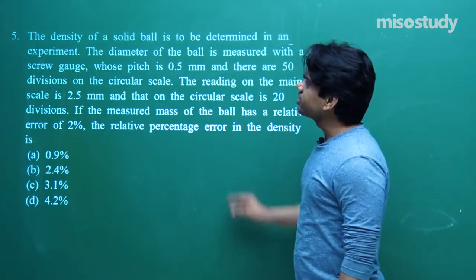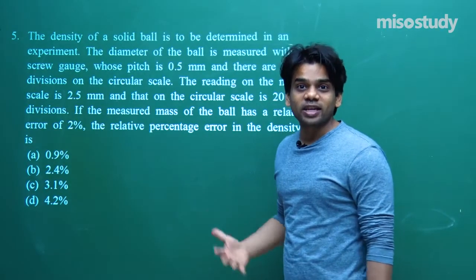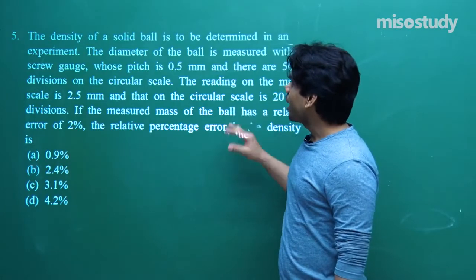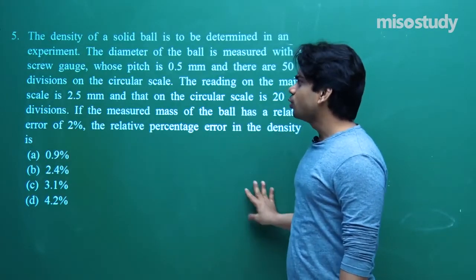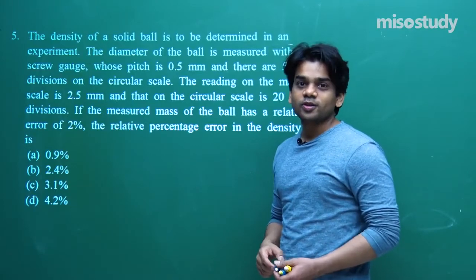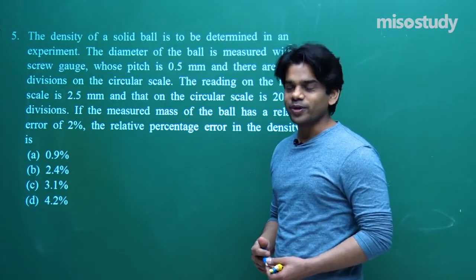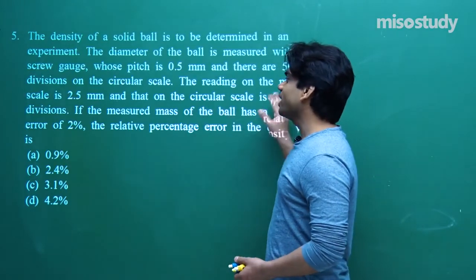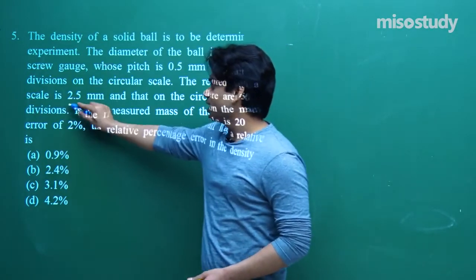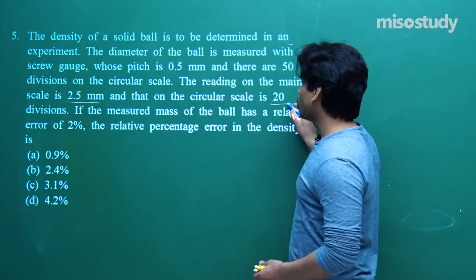It reads as this: the density of a solid ball is to be determined in an experiment. So density we need to find out, that is mass per unit volume. The diameter of the ball is measured with a screw gauge whose pitch is 0.5 mm and there are 50 divisions on the circular scale. I have told you about the screw gauge, and you know how to evaluate the least count of a screw gauge. The reading on the main scale is 2.5 mm.